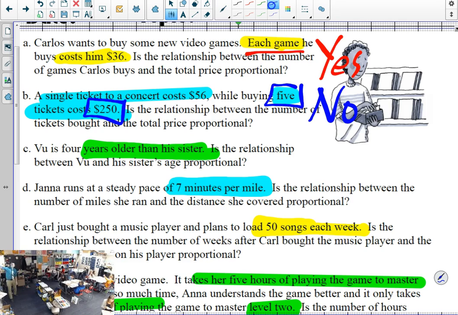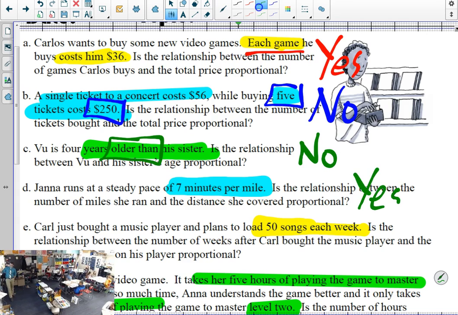C, Delaney? C proportional? No, because it's an addition. Older than is addition, right? You're always 4 years older than. Alan, what about D? Yes. Now, if they keep that pace, which it doesn't say anything about not. What about Carl loading 50 songs each week? Yes. Yes, and Aubrey, what about Anna and her video games? No, because level 2 is faster.